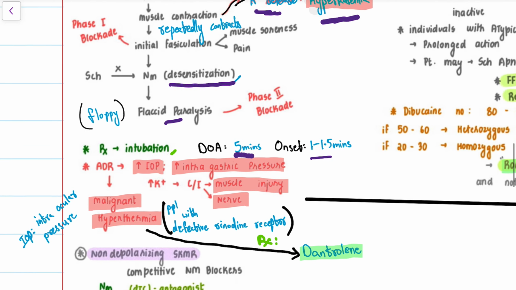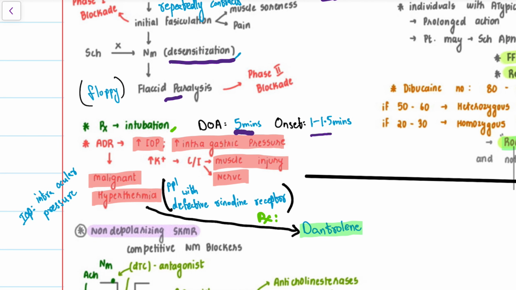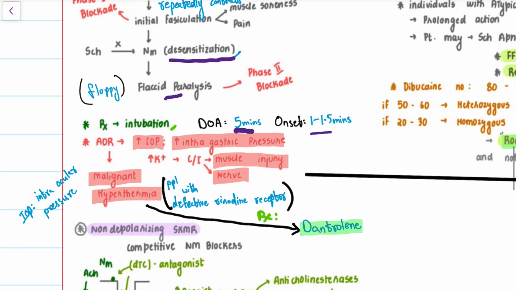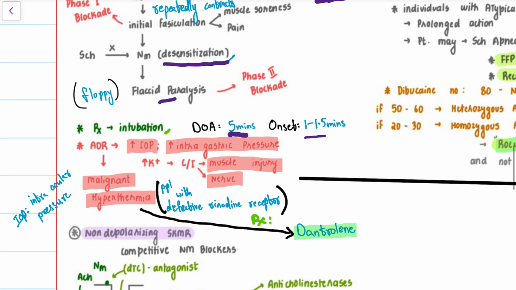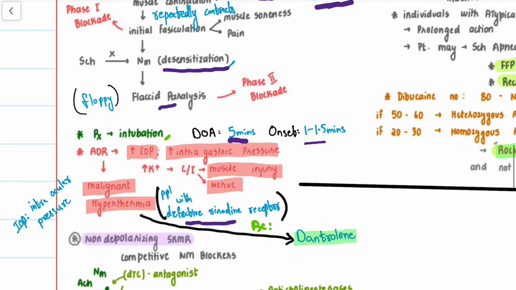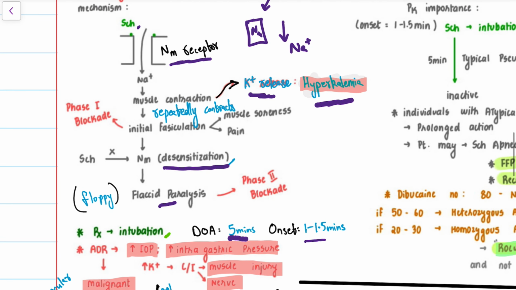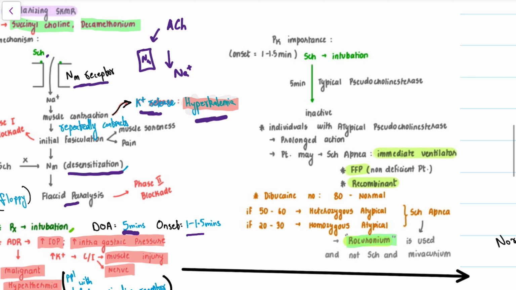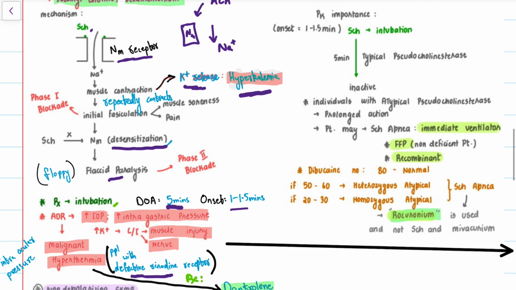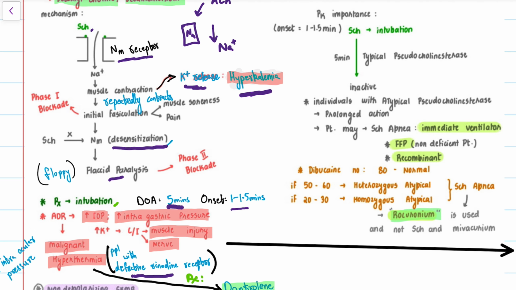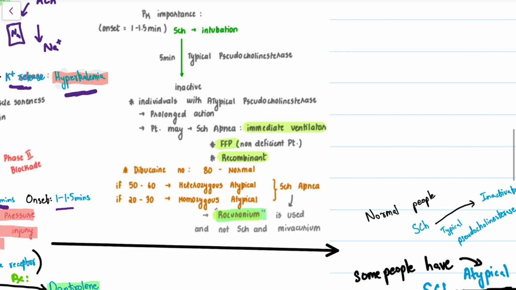One of the adverse drug reactions is that it increases intraocular pressure and can cause malignant hyperthermia. So for that we can use dantrolene to treat it. That is, malignant hyperthermia comes when people have a defective ryanodine receptor mainly, and it increases intragastric pressure. So during this, even muscle injuries may happen because of a lot of contraction. Muscle injuries and nerve injuries may happen.